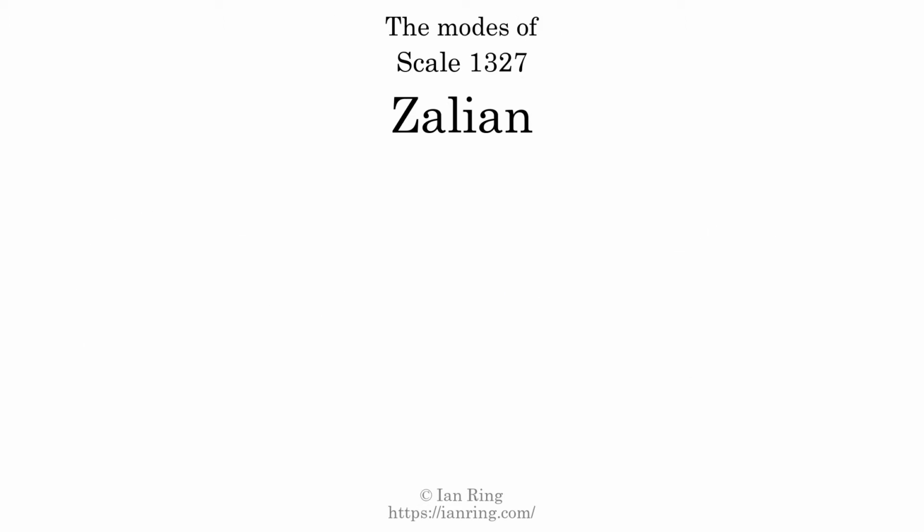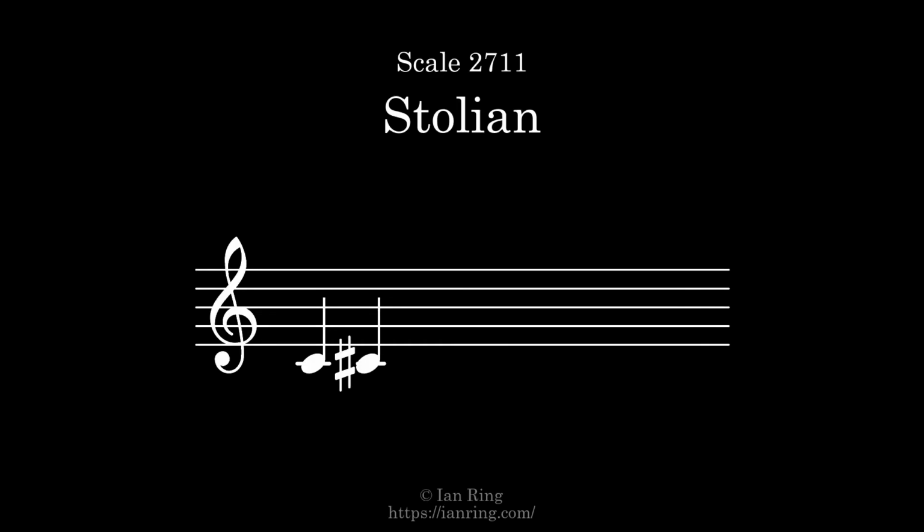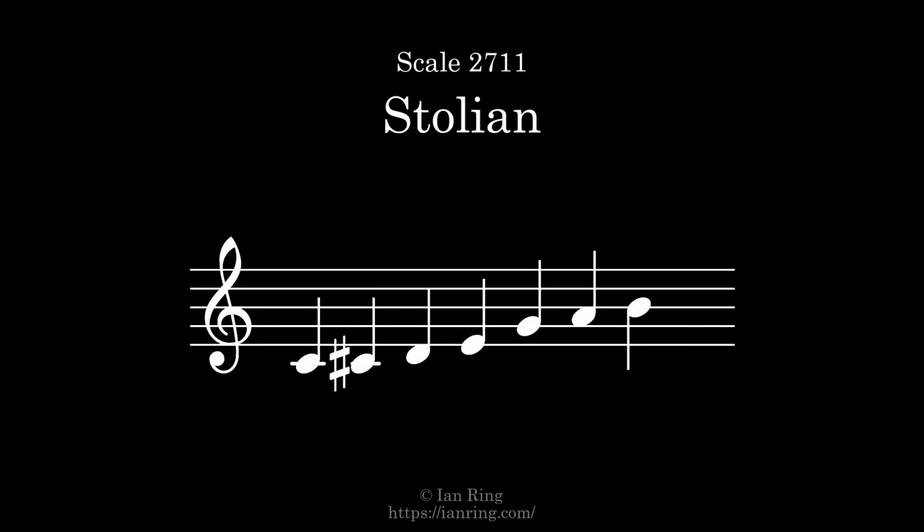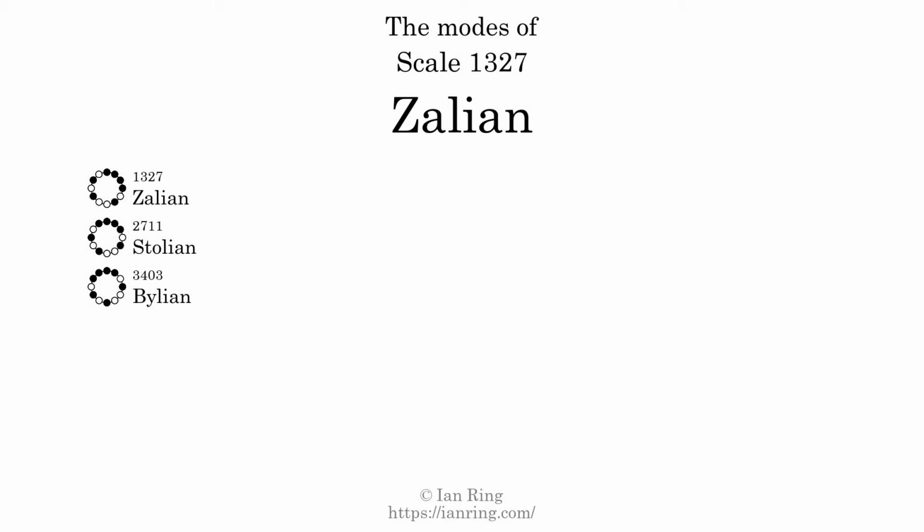This scale has 7 modes. The first mode is itself. The second mode is scale 2711, also known as Zalian. It sounds like this. The third mode is scale 3403, also known as Zalian. It sounds like this.